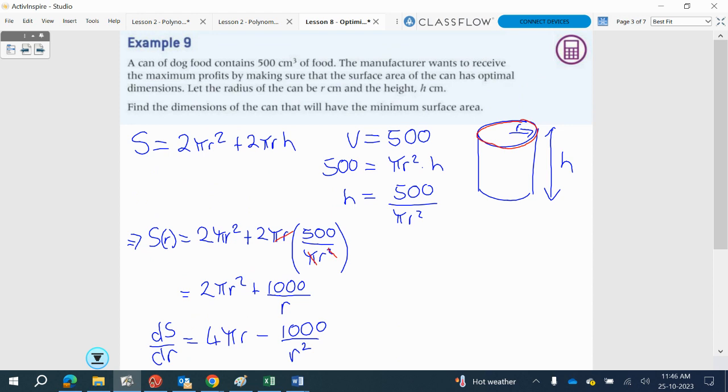We're not quite done. Why not? Because we've only found the radius. What have we not found? We've not found the height. We've got a formula for height that we made earlier. We plug in the value. Let's do that now on the calculator.